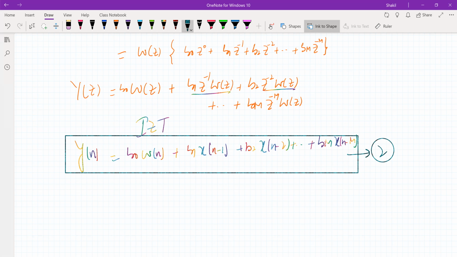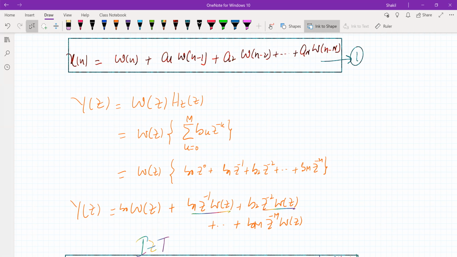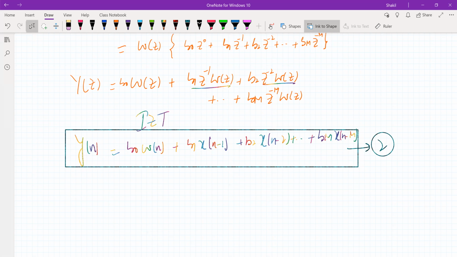So what's our first equation? Our first equation is this, and our second equation is, sorry, this is Wn. I have written it wrong. This is not x of n. This is Wn, so we are realizing the Wn.